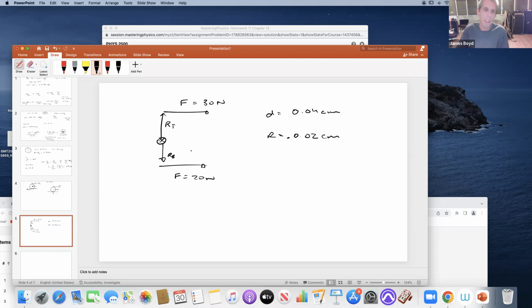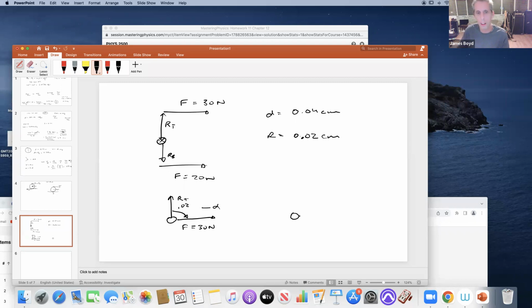All right, but we need to draw a torque diagram for each one of these. So for the top one, draw them tail to tail, force is 30, R top, which is 0.02. Now we curve R to F, and in our class or in our homework, they always assign clockwise as negative. So this is negative alpha.